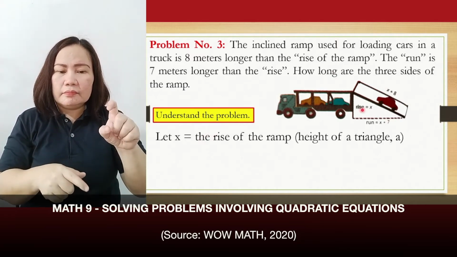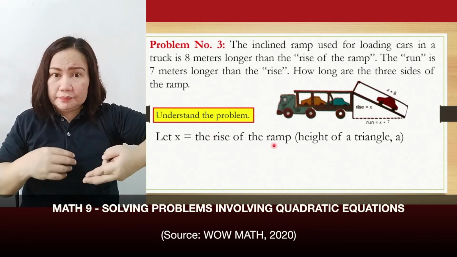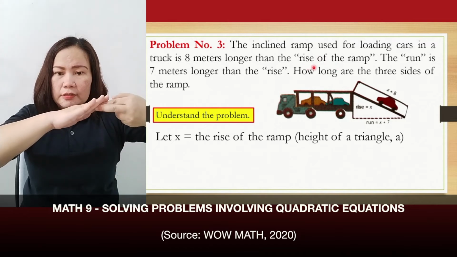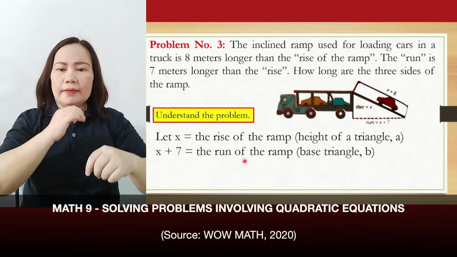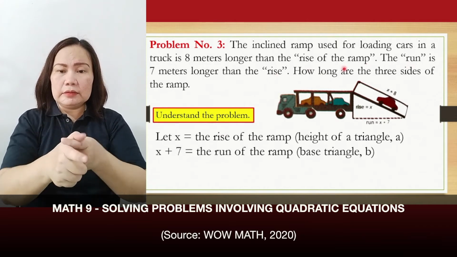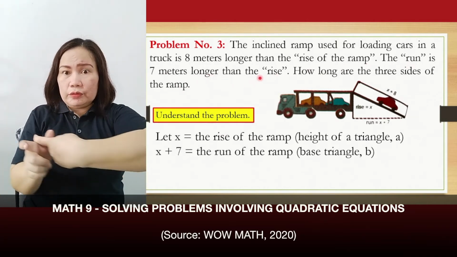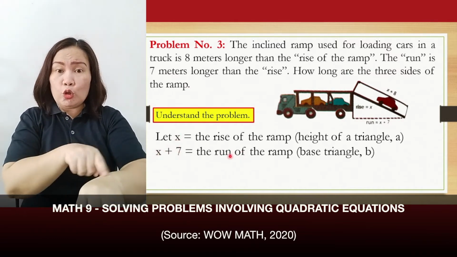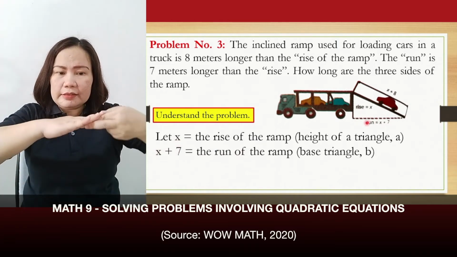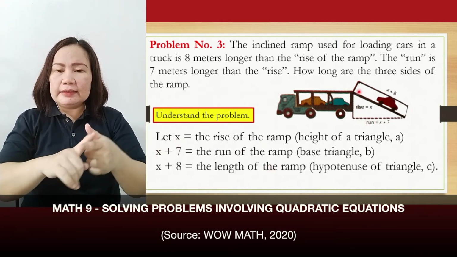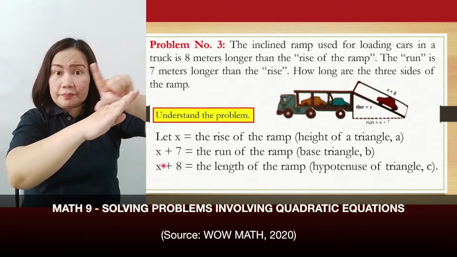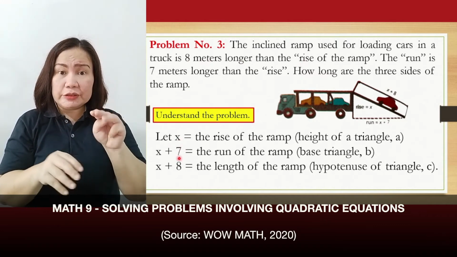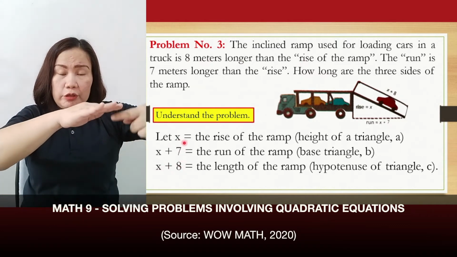So let x be the rise of the ramp. Okay? So this x is the rise of the ramp. And then, the run of the ramp, it says, is 7 meters longer than the rise. Since this is our rise, 7 meters longer than the rise, so this is the run. And then, the length of the ramp, how long it is, is 8 meters longer than the rise of the ramp. So if this is the rise, 8 meters longer than the rise. Okay?